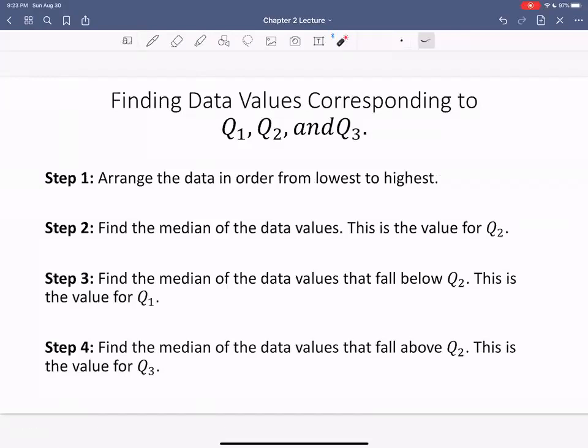How do you do this? First, you arrange the data from lowest to highest. Step 2, you find the median of the data values. Step 3, all right, find the median of the data values that fall below quartile 2, which is your quartile 1. And then step 4 is find the median of the values that lie above quartile 2, which is quartile 3.